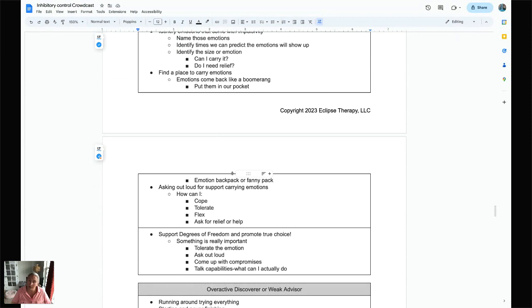And again, we want to think about supporting those degrees of freedom to promote that true choice. So something that's really important to them, what does it look like for them? Again, we're building this skill of tolerating emotions, of talking out loud about it, of coming up with compromises, of talking about capabilities. What am I capable of doing right now? That may look different for them than it does for you, but does it work? Does it work for them? Does it work for the context? Could it work for other contexts?